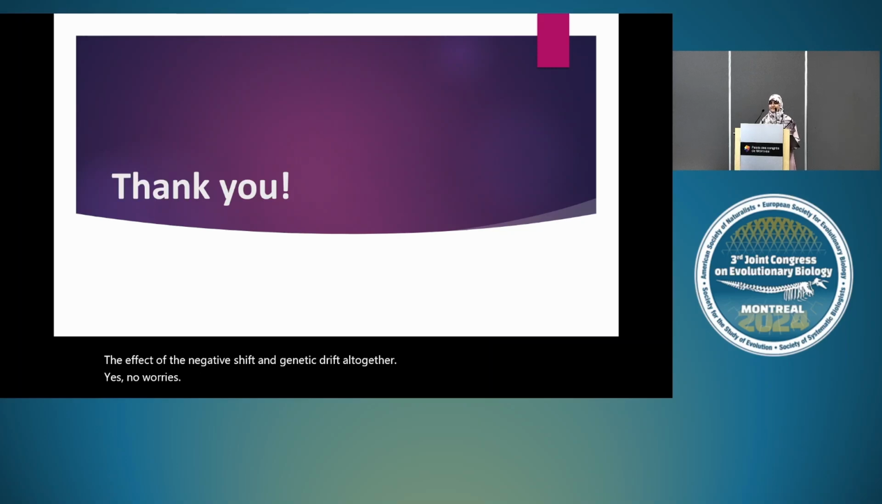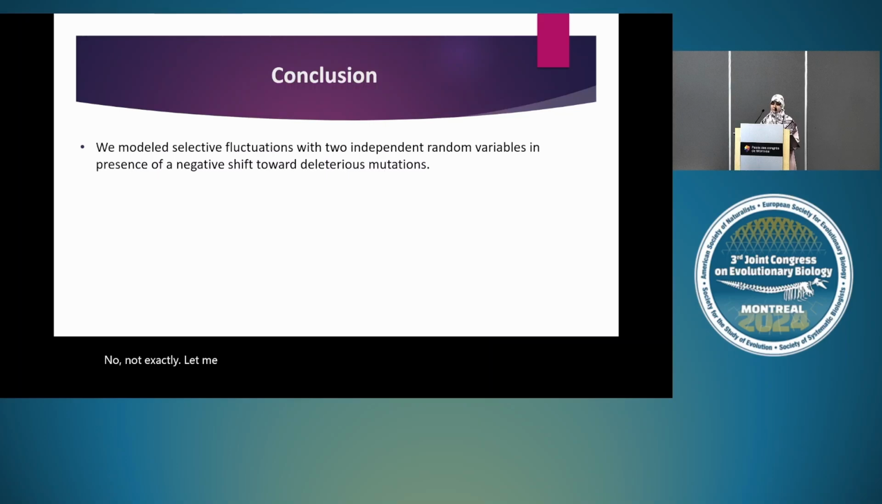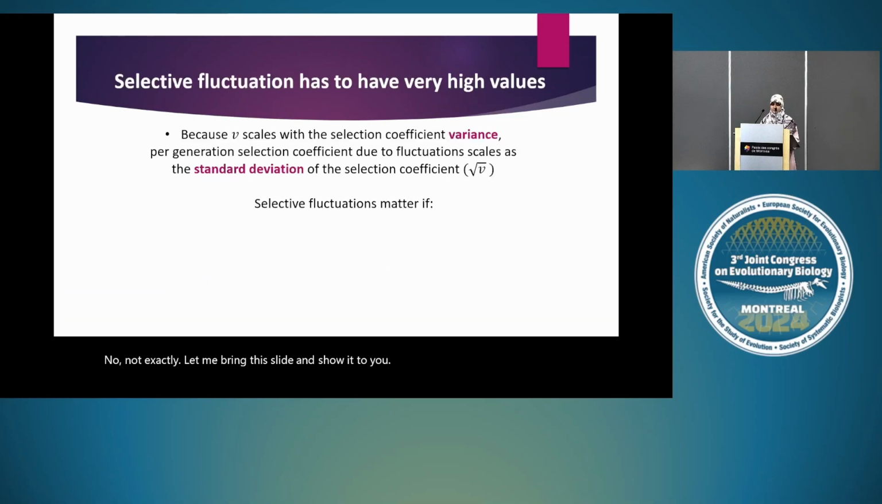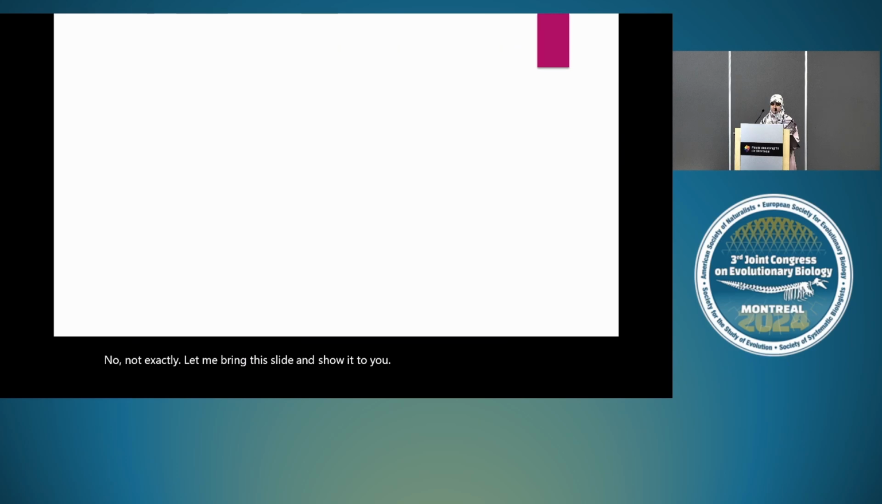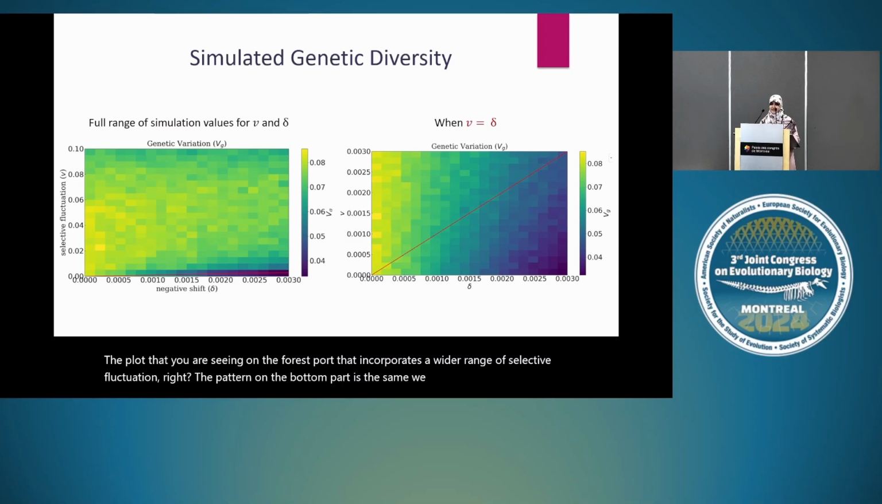Thanks a lot. So the heat map you're showing is diagonal. If you were to zoom in to the diagonal, would you still have the same color shape? Or zooming in and out, would you see the same thing? Well, no, not exactly. Let me bring this slide and show it to you. The plot that you're seeing on the first part incorporates a wider range of selective fluctuation, right? The pattern on the bottom part is the same. We just zoomed in. We didn't change any assumption.